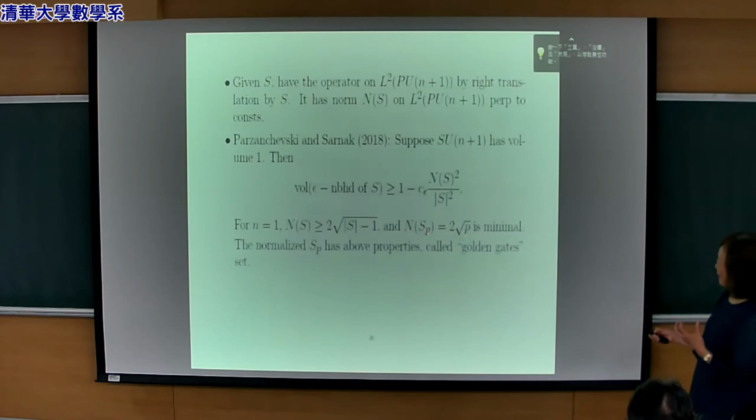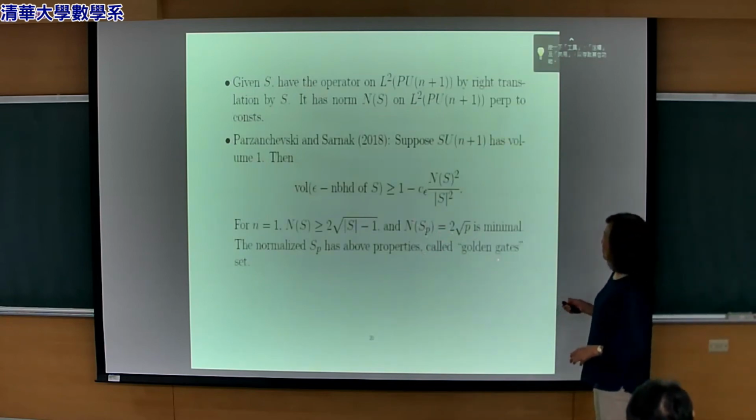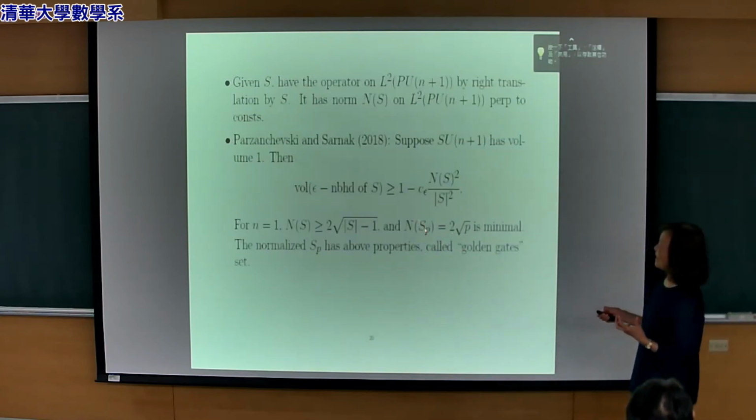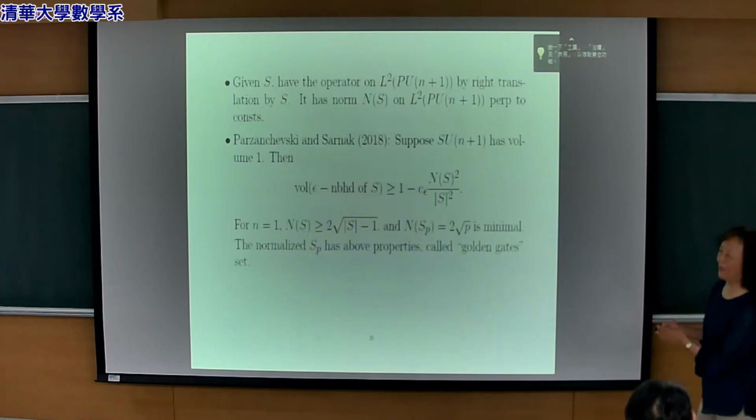And this set S_P has all the properties we want, and that's called the Golden Gate set. So in quantum computing, one of the goals is to find such a Golden Gate set. It turns out that number theory can be used to find this Golden Gate set. And the reason that it's good is because the Ramanujan conjecture holds, which is the property behind it.